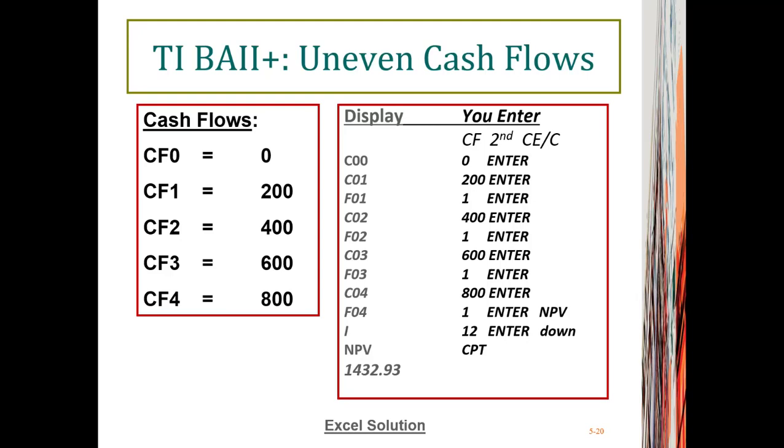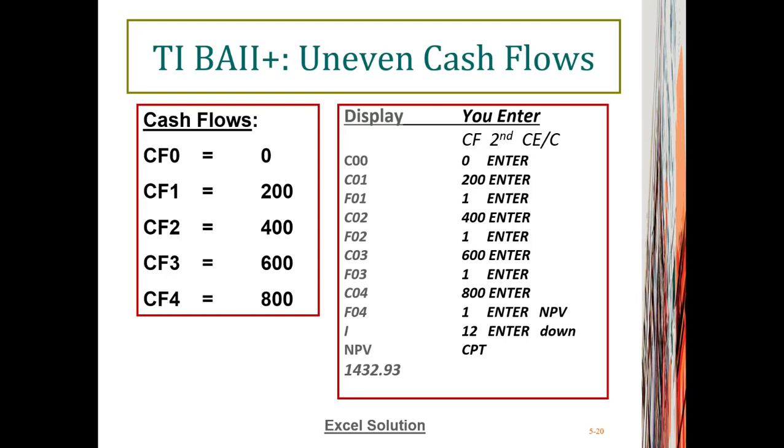Let's say we are dealing with an uneven cash flow problem where cash flows are 200, 400, 600, 800 for year 1, 2, 3, and 4. In this case, CF0 is 0. You do 0 enter for C00, and C01 is $200. You enter down arrow. F01 is 1. You enter down arrow. C02 is $400. You enter and then press down arrow.